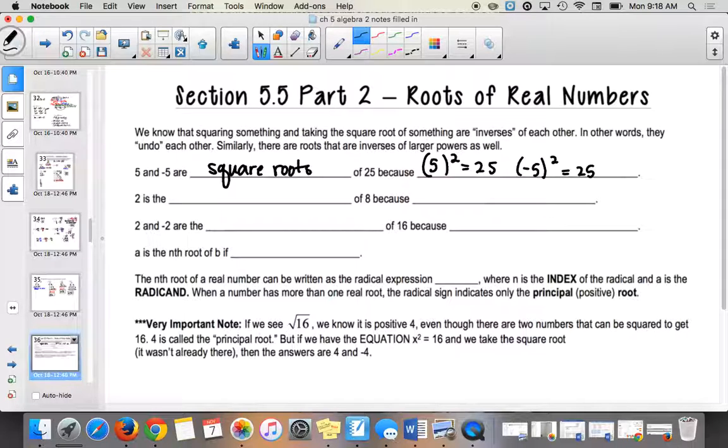And then 2 is the cube root of 8 because 2 cubed is equal to 8. What about negative 2 cubed? What is negative 2 cubed? Negative 8, right? So that one is not. It's only the positive version of that. And then 2 and negative 2, so back to a positive and negative, are the fourth roots of 16 because 2 to the fourth is equal to 16, and negative 2 to the fourth is equal to 16.